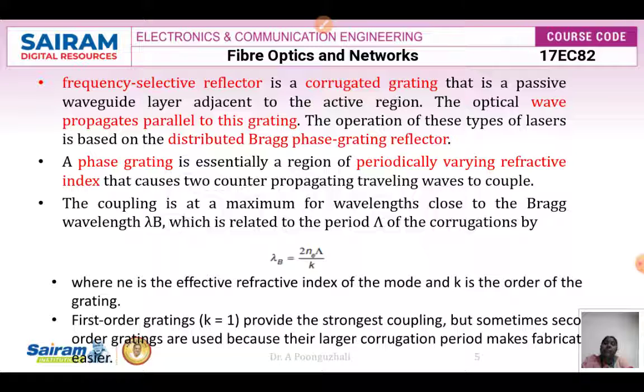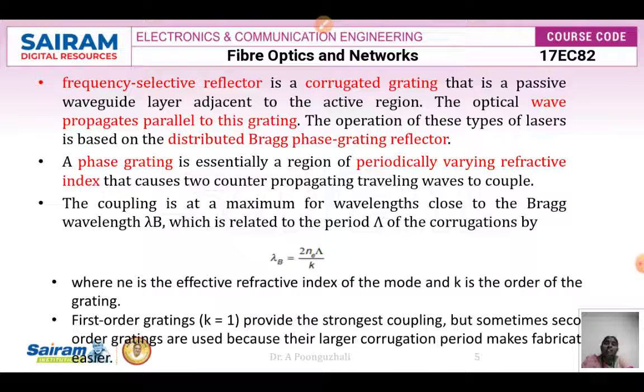So in this case, the coupling in a distributed Bragg phase grating is maximum for wavelengths close to the Bragg wavelength, lambda B, which is related to the period between the corrugations.